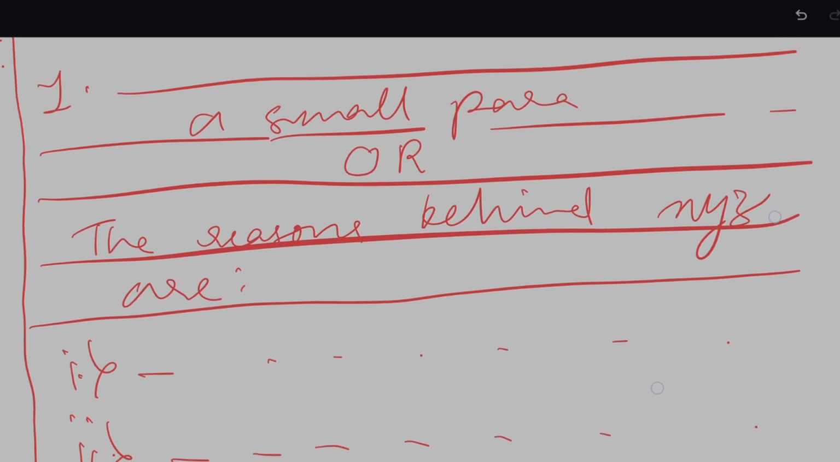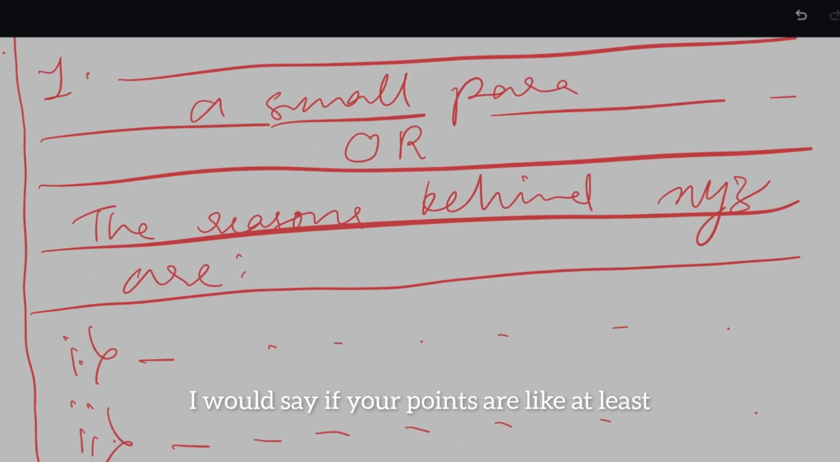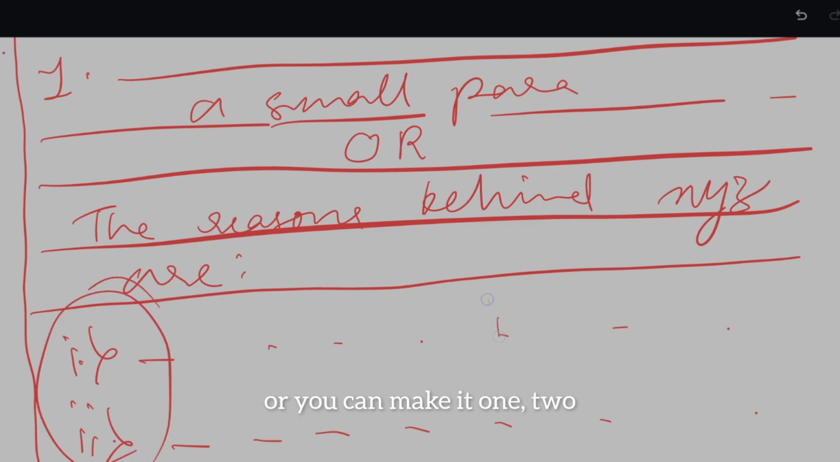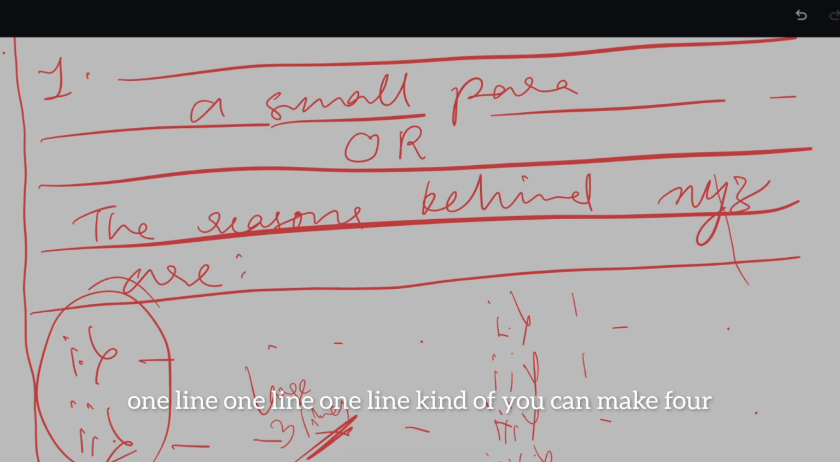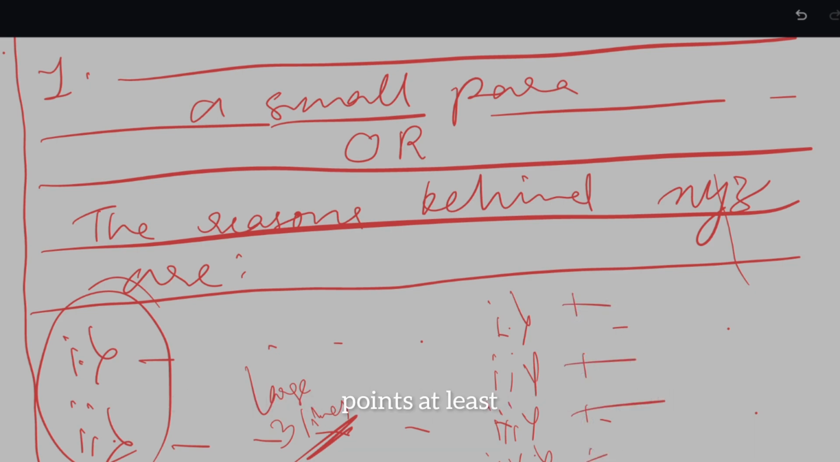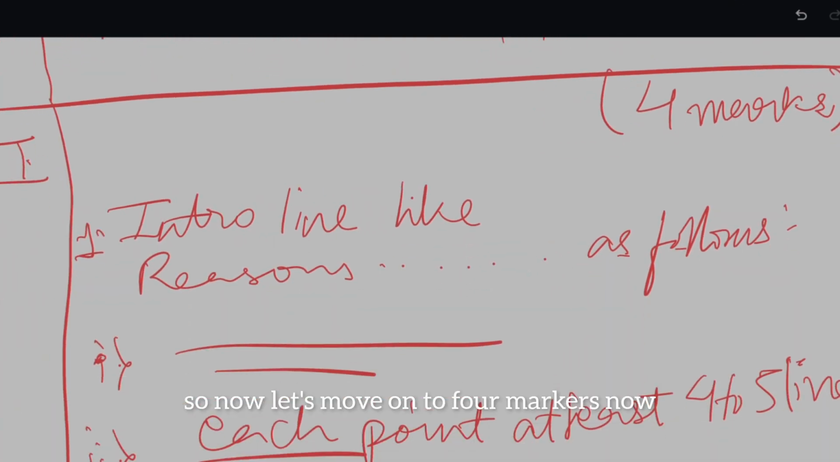So for 2 markers, I would say if your points are at least 2 to 3 lines each, then 2 points are enough. But if your points are 1 line each, then you can give 4 points. Do not give 3 points. Either give 2 large points, or make it 1, 2, 3 and 4 small points. Okay, keep that in mind. Where it is a little bit large, make each point at least 3 lines. Otherwise, with 1 line each, you can make at least 4 points. So now let's move on to 4 markers.